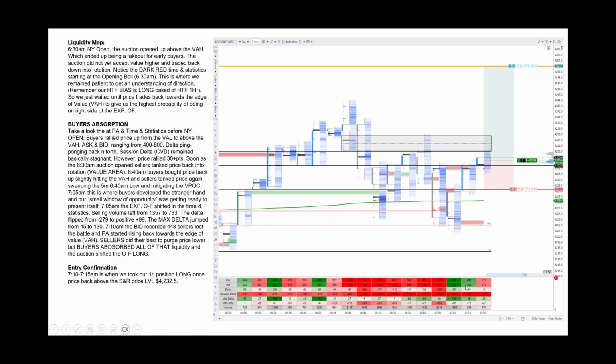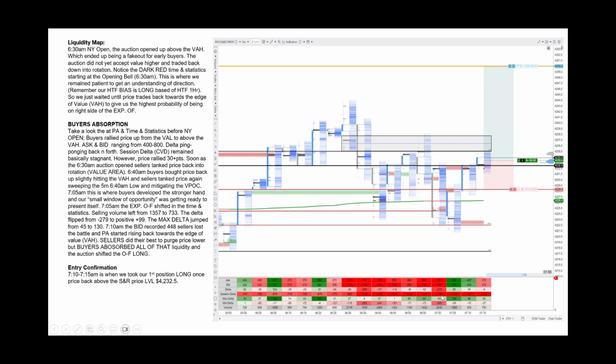All right, and this is where these two candlesticks were the confluences that I wanted, that started to present our small window of opportunity. The delta flipped from negative 279 to positive 99. So negative 279 in this big bear candle. Now the delta flipped to a positive, strong 99. The max delta jumped from 45 to 130. So the max delta in this candle was only 45.